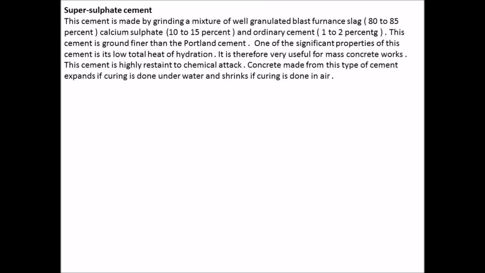Super sulfate cement. This cement is made by grinding a mixture of well granulated blast furnace slag. What is blast furnace slag, guys? The industrial waste from coal power plant is added 80 to 85%, calcium sulfate 10 to 15%, and ordinary Portland cement 1 to 2% only. This means this concrete has a green initiative, okay? This cement is ground finer than Portland cement. Getting it? Finer than Portland cement.